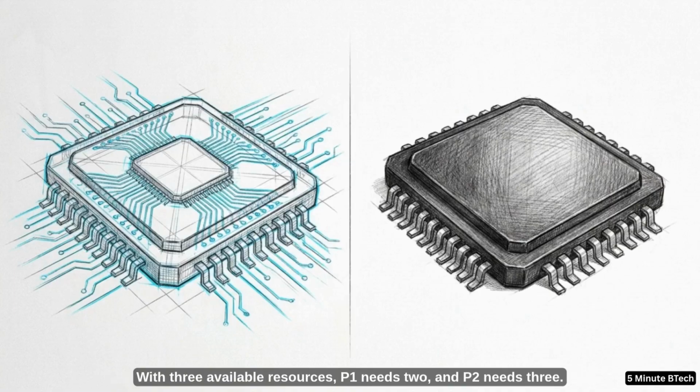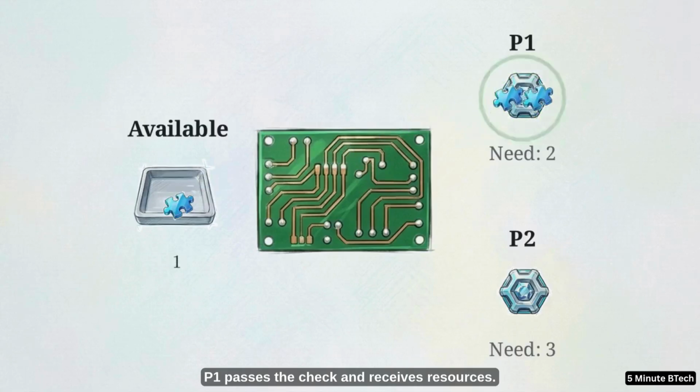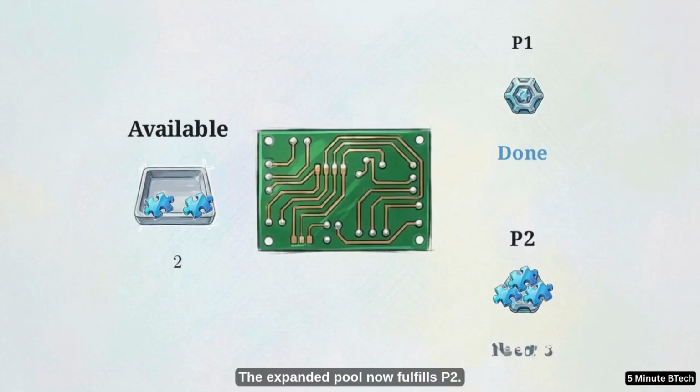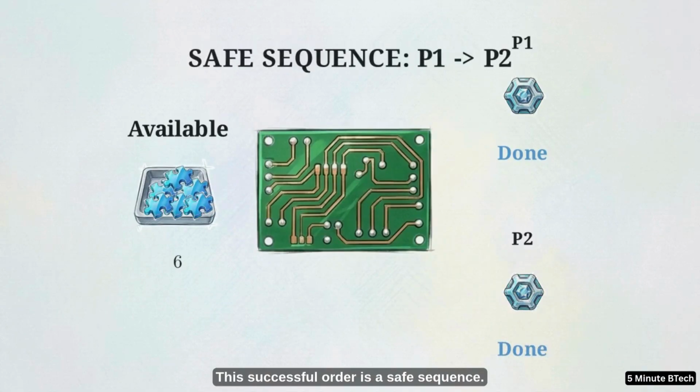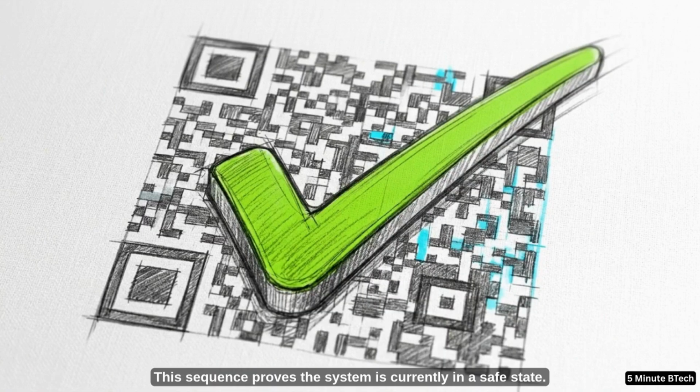With 3 available resources, P1 needs 2 and P2 needs 3. P1 passes the check and receives resources. P1 finishes, returning its assets to the pool. The expanded pool now fulfills P2. This successful order is a safe sequence. This sequence proves the system is currently in a safe state. The simulation is closed and the original resource request can be approved.